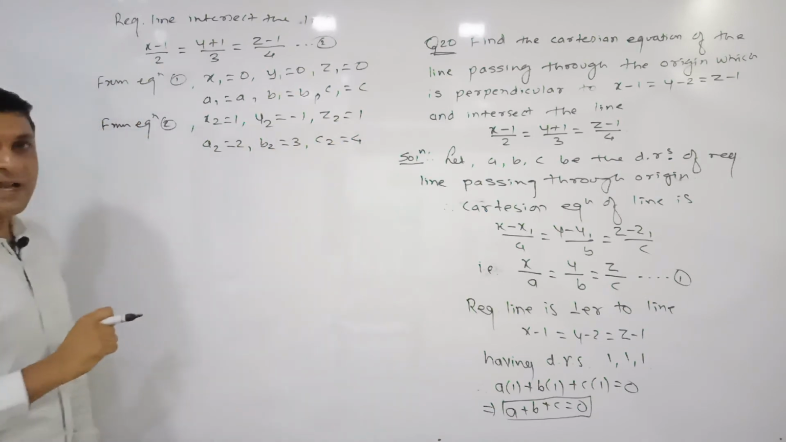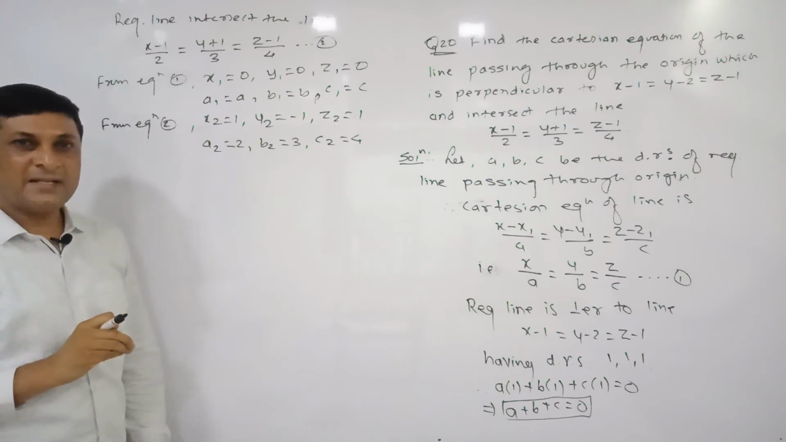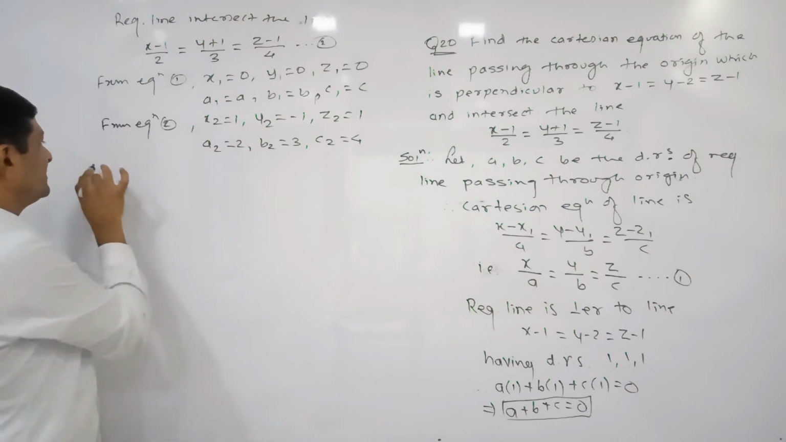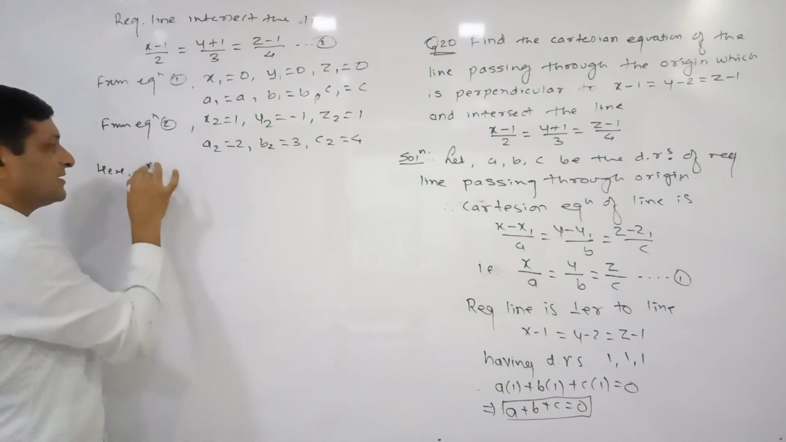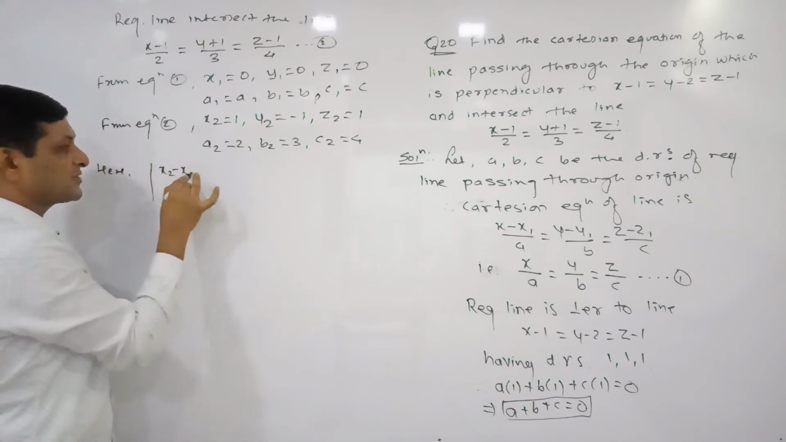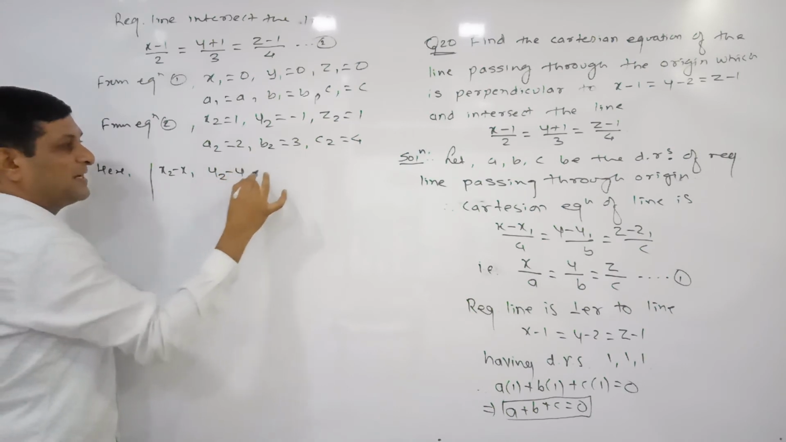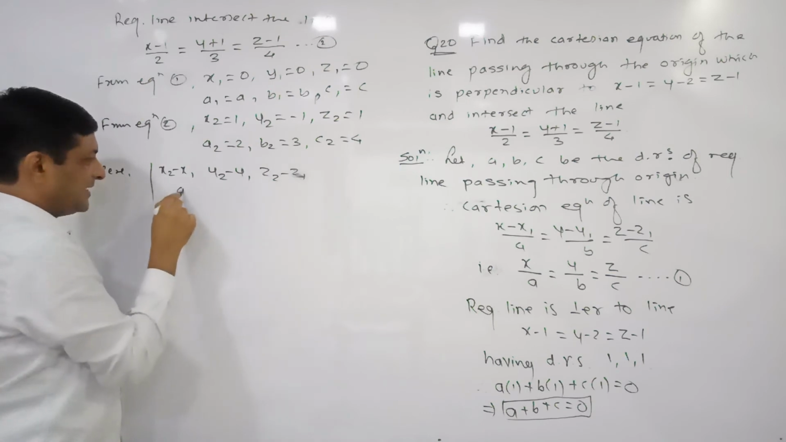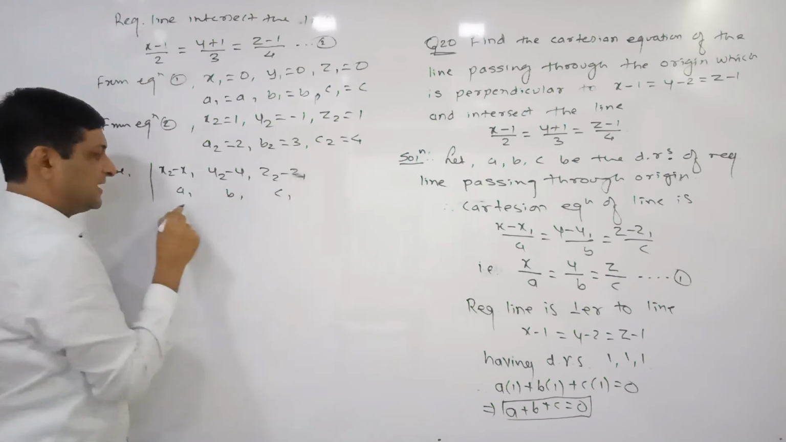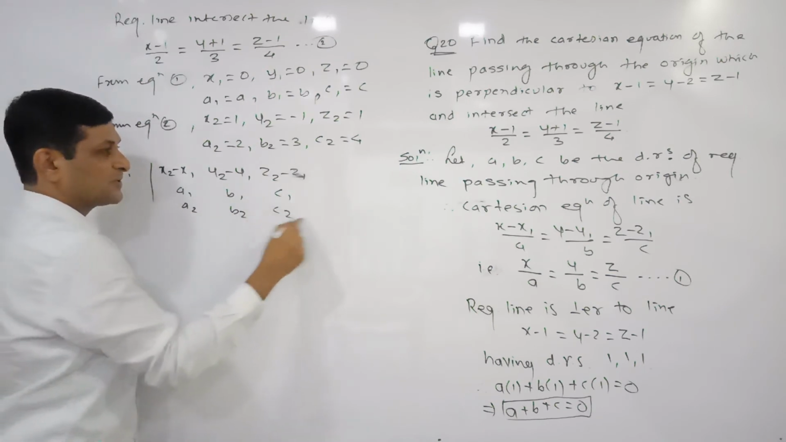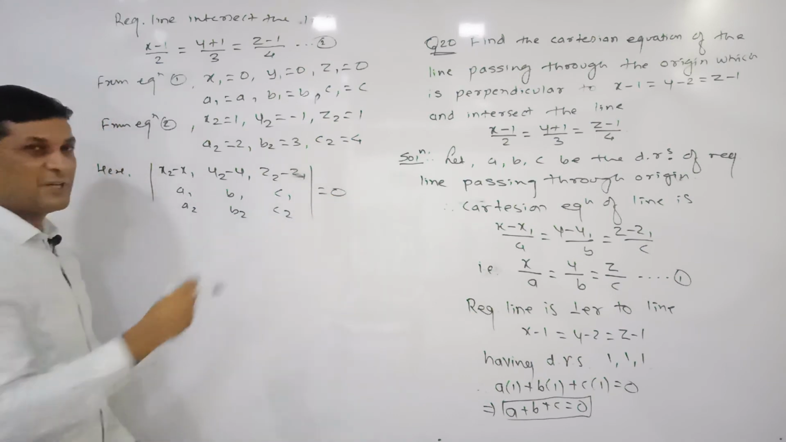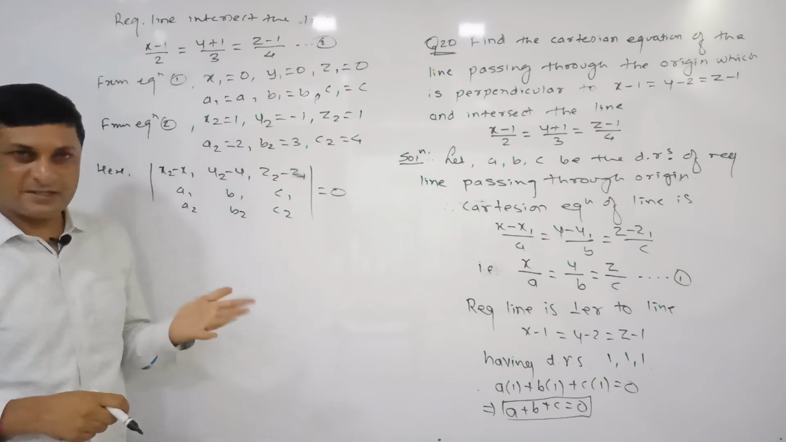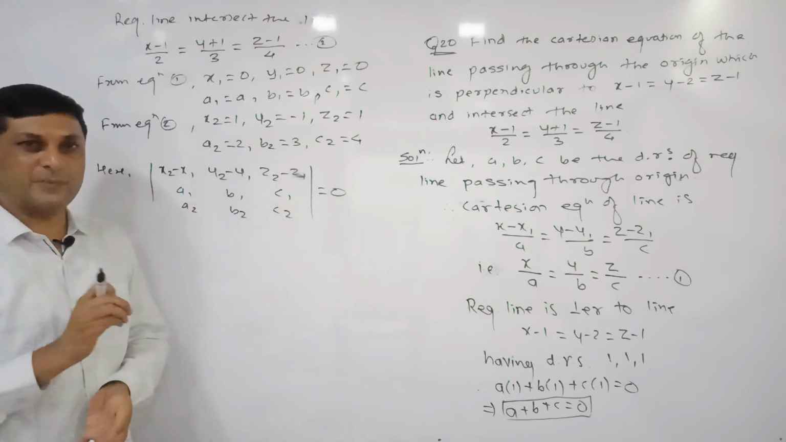Once all these values are known to us, then we use the condition for lines to be intersecting. So here we can say that the value of the determinant with rows x2 minus x1, y2 minus y1, z2 minus z1; a1, b1, c1; a2, b2, c2 will be equal to 0. Why is this determinant 0? Because these two lines are intersecting, and this is the condition for lines to be intersecting.